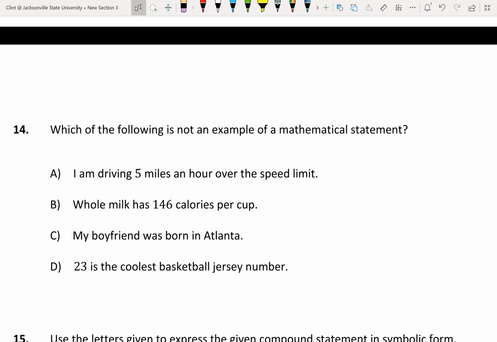So this one says, which one is not a mathematical statement? A says, I'm driving 5 miles an hour over the speed limit. Well, that can be either true or false. B says, whole milk has 146 calories per cup. That could be true or false. C says, my boyfriend was born in Atlanta. That can be true or false. D says 23 is the coolest basketball jersey number. You might agree with it, but that's an opinion. All right, so this one is the one that's not a mathematical statement. This is just somebody's opinion. You can't say it's true or false. It's just an opinion.